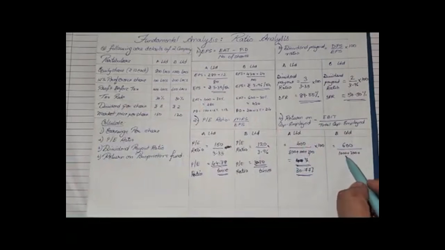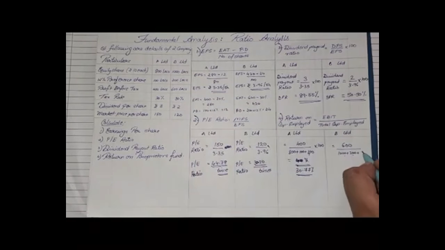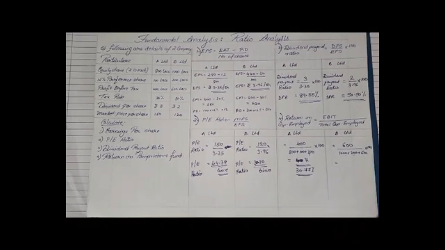Similarly, here it will be 1000 plus 200 plus 600 into 100. So now this comes to 1000 plus 200 is 1200 plus 600 is 1800. So it will be 600 divided by 1800 into 100. So that comes to 33.33%.